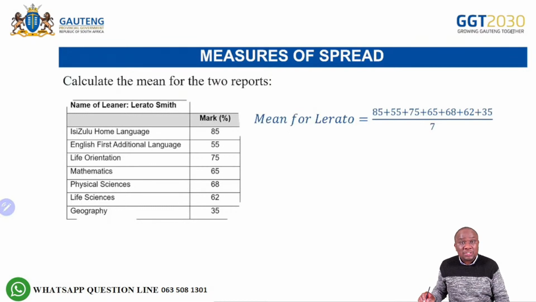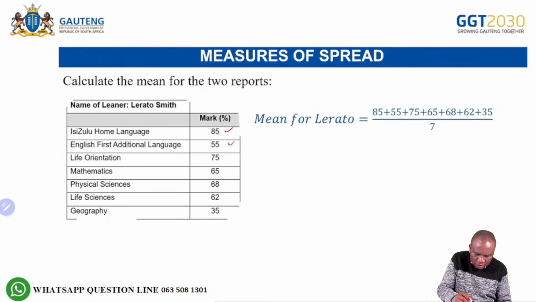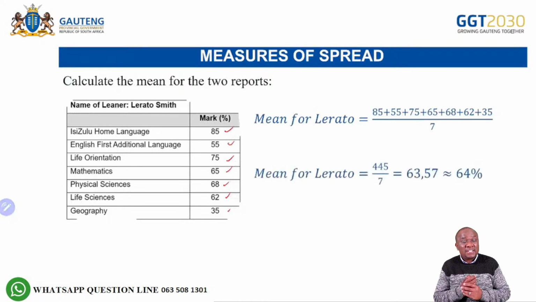The mean for Lerato is going to be by adding everything. 1, 2, 3, 4, 5, 6, 7 subjects. And then dividing by 7. And then we get that the mean is 64%.